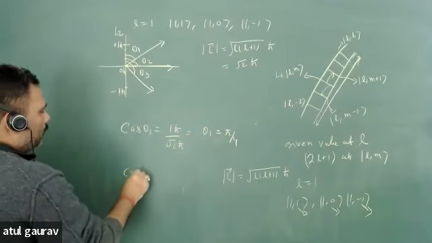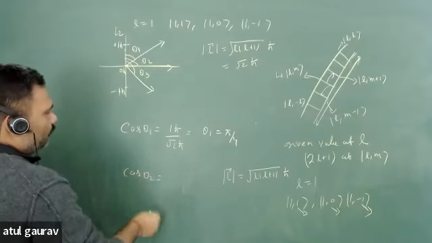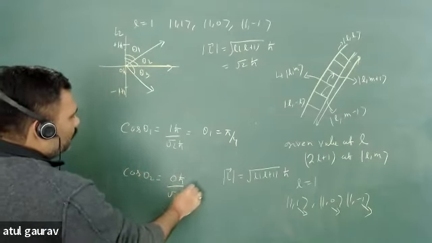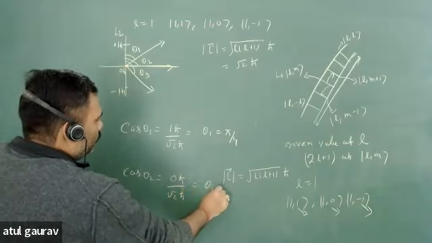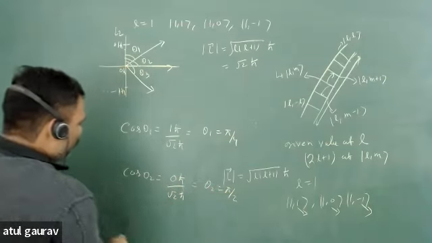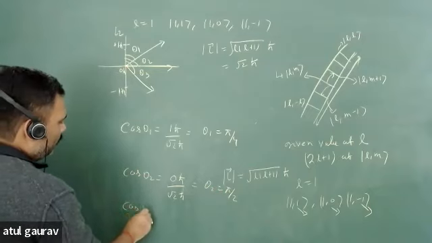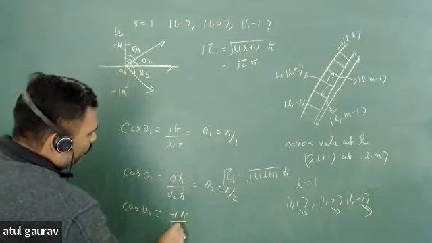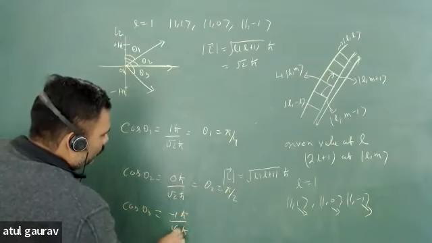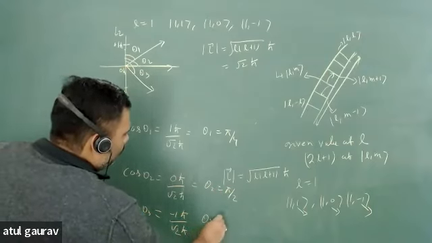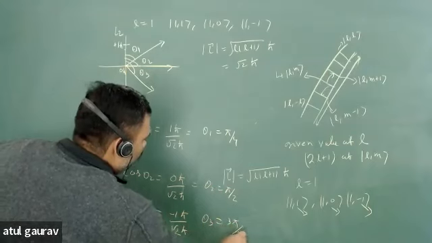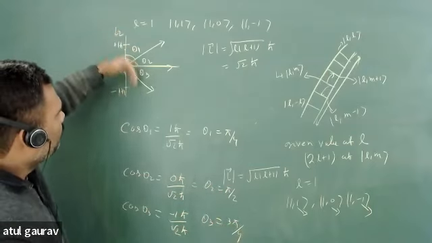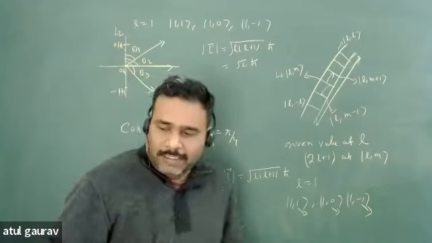And what is your cos theta 2? Cos theta 2 is equal to 0 h cut by root 2 h cut, then theta 2 is equal to pi by 2. And cos theta 3 is equal to minus 1 h cut by root 2 h cut, so theta 3 is equal to 3 pi by 4. We are just measuring from the Z axis in a counterclockwise direction.